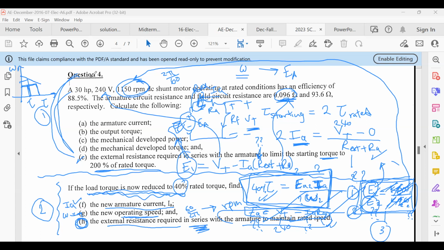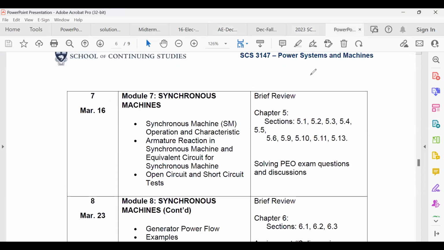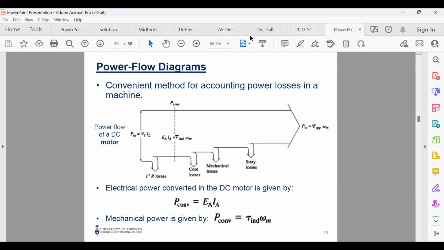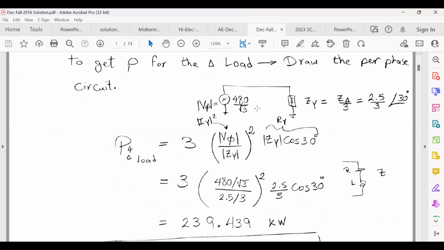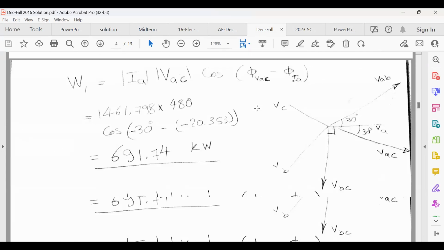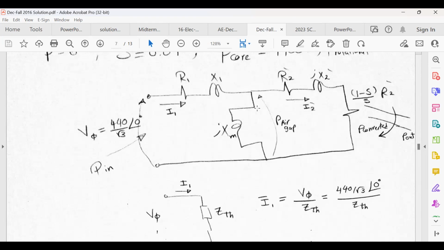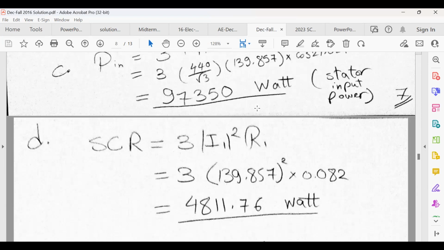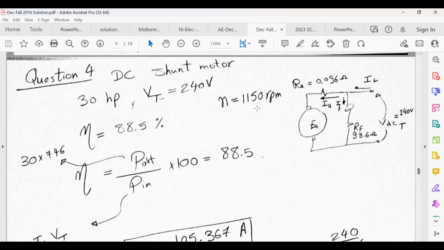I can show you quickly the solution for this one. We already discussed the solution, but I can show you. I guess it's this one. This solution is already uploaded on our website, so you can check it anytime under the past exam solution. So this is question number 4.